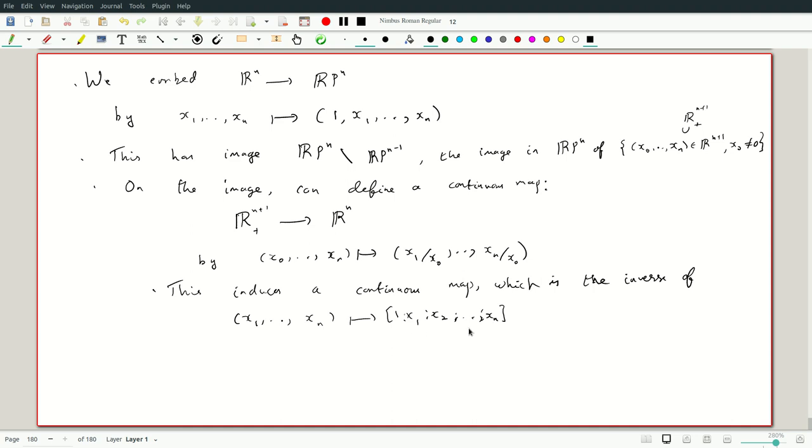So we have a map which includes this. Actually, even here I should rather say 1 : x1 : ... : xn. So this is the equivalence class of this. So we embed it by mapping to the equivalence class of these proportionately. This has an inverse on the image, and this is a continuous map. So these two give you an embedding. Okay, so this is an important example.